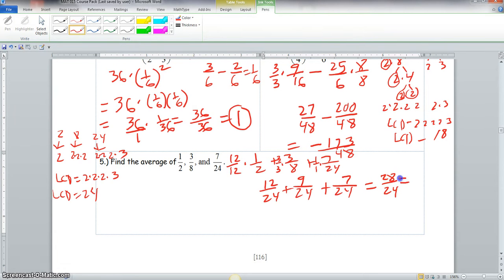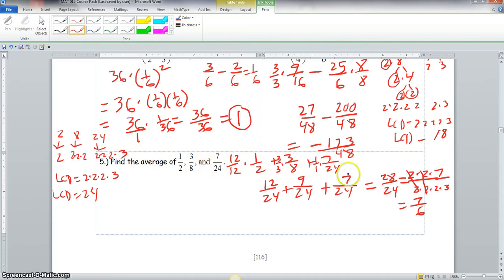Now, we could take the prime factorization of these. This would be 2 2's and a 7. 24 breaks down to 3 2's and a 3. So we have 2 sets of 2's that simplify out, and that would give us 7 over 6. Now we would be done right now, but this is average.